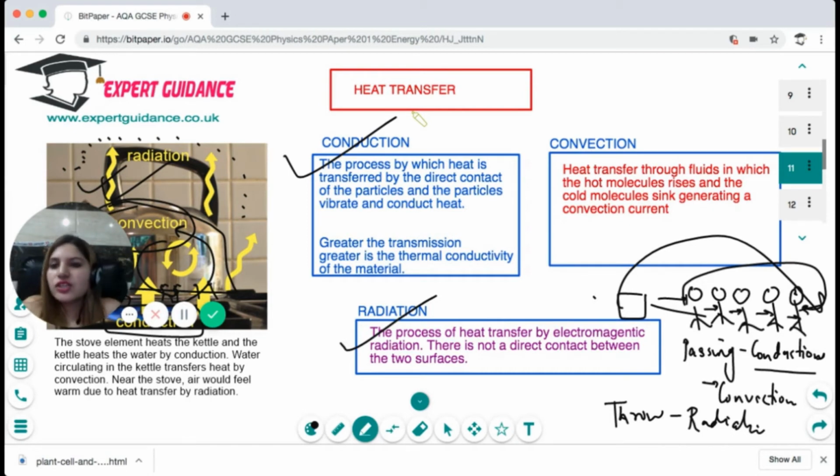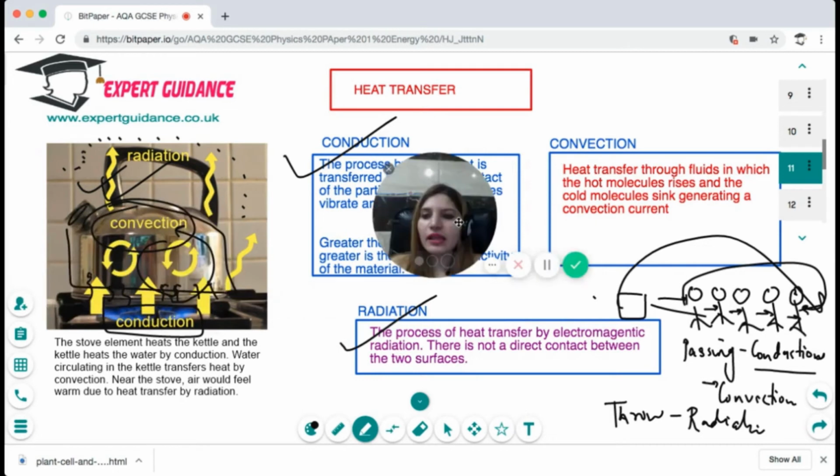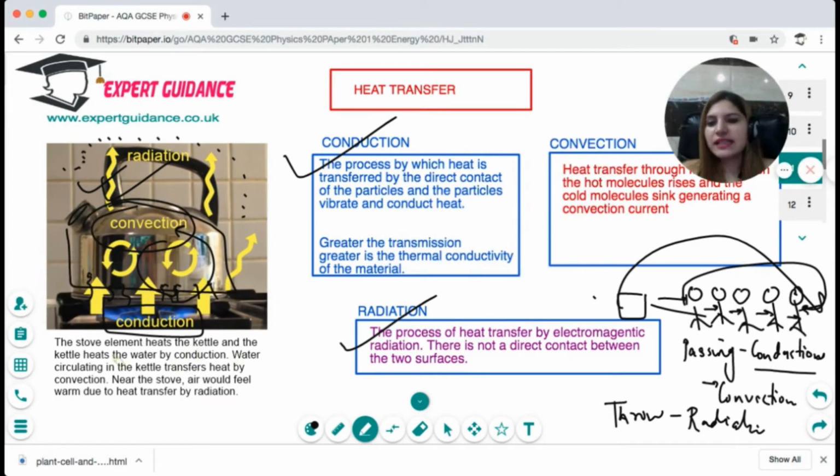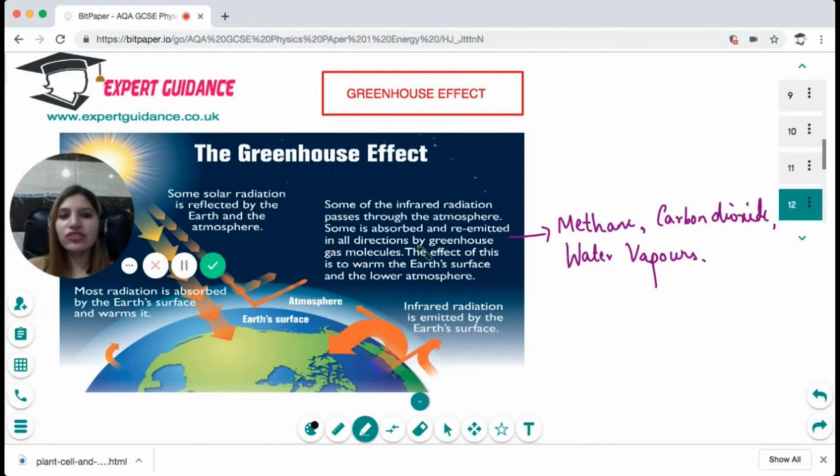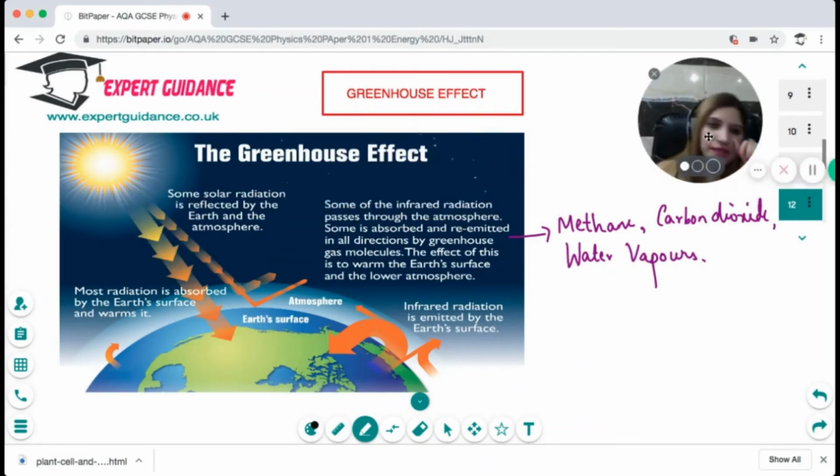Okay, so in the figure here, the stove element heats the kettle, and the kettle heats the water by conduction. Water circulating in a kettle transfers heat by convection, and near the stove, air would feel warm due to heat energy by radiation. Now, you should know the difference between conduction, convection, and radiation, and the example where it takes place. Now, let's see the mechanism of the greenhouse effect.